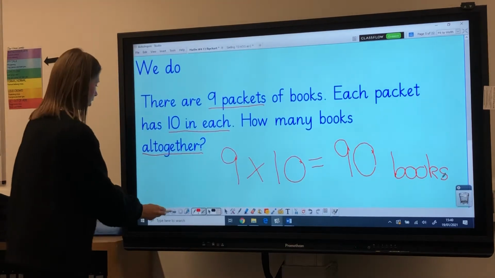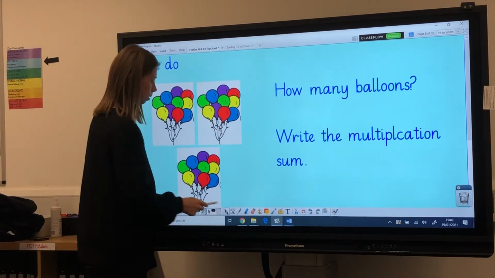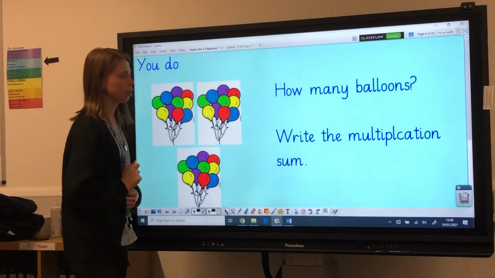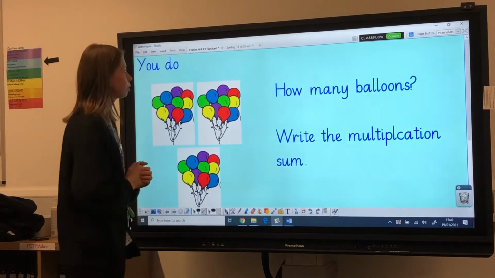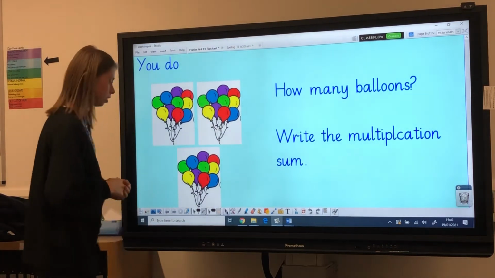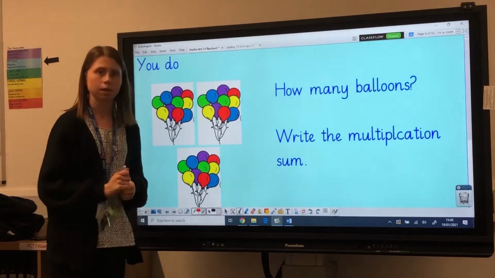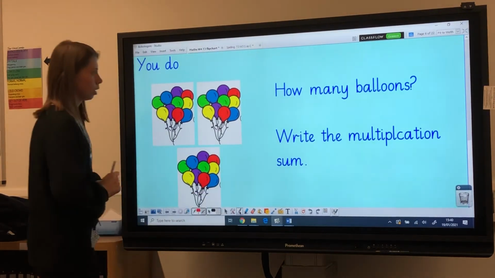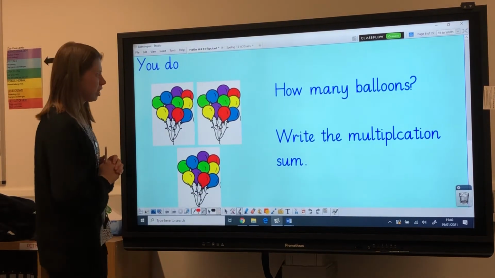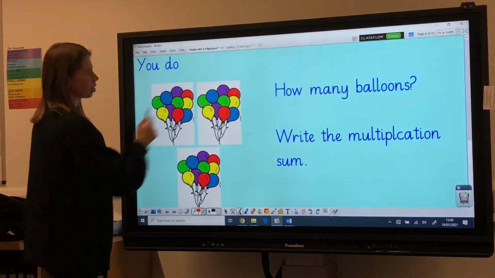Now it is your turn to have a go now. How many balloons? We'll write the multiplication sum. You can pause it there to work out the answer, and I'm going to go through it now. So, how many balloons altogether first? Well, I need to see how many's in each group, don't I, as well, because that's my first question.